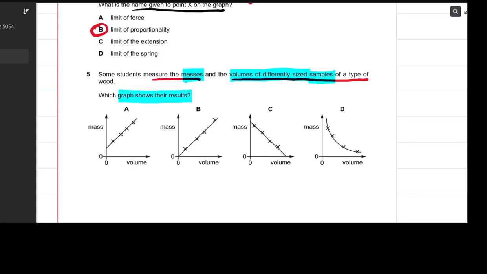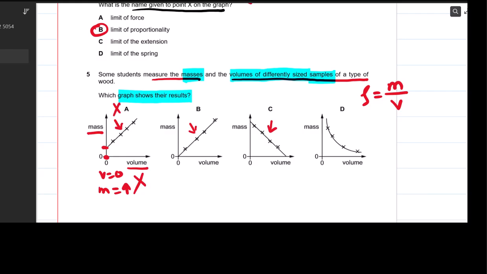Okay, you can see mass is on the vertical axis, volume is on the horizontal axis. If we find the gradient of this graph, we will be getting density. Density is equal to mass over volume. So it is not possible that volume is zero when mass is greater than zero. Here volume is zero and mass of the wood is present. So this is totally wrong.